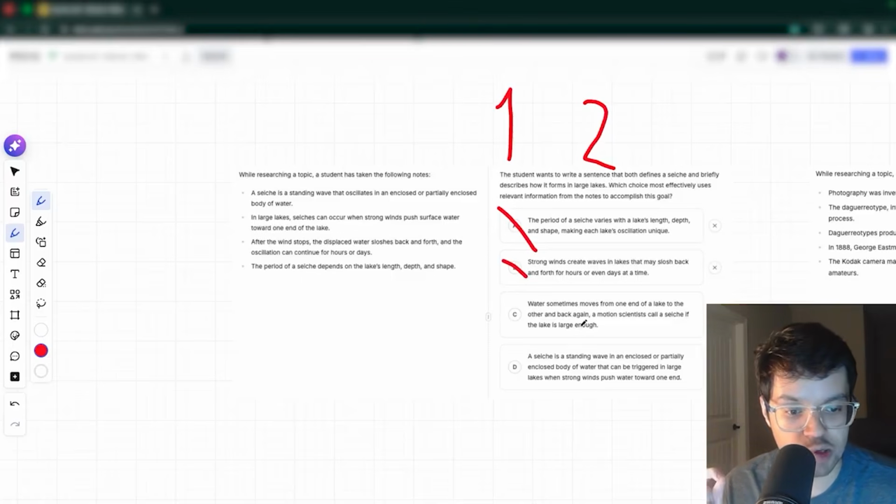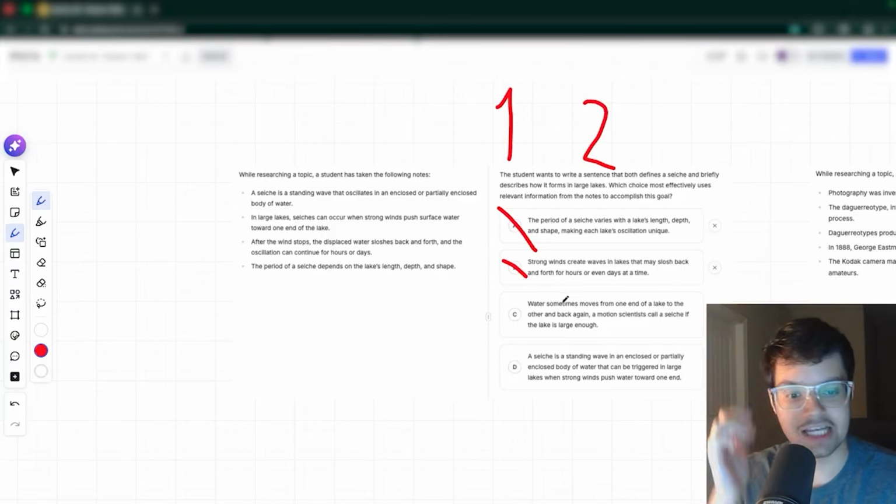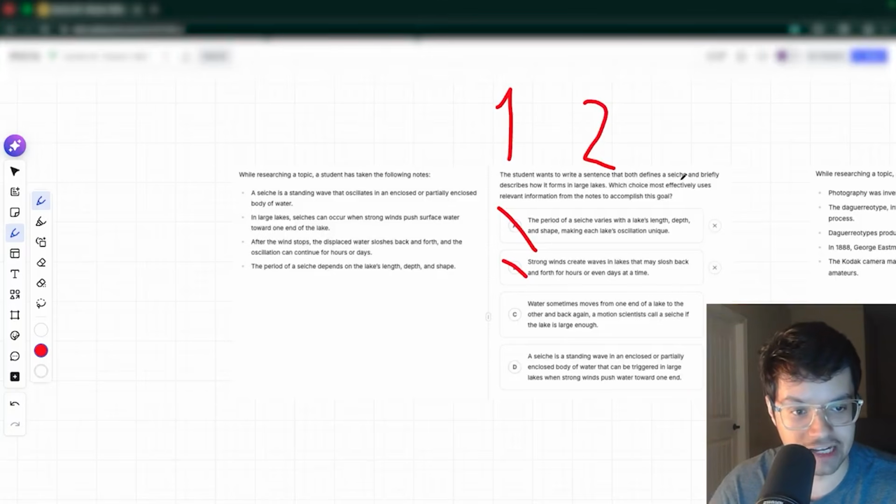C, water sometimes moves from one end of a lake to the other and back again, a motion scientists call a seiche if the lake is large enough. So this is actually a lot better. I'd say this probably does answer the defining a seiche part, so it does define it, but it doesn't really explain how it forms. It doesn't really say how this happened. It just says what it is. It doesn't really say how a seiche essentially is created or caused. So it could be okay, I'll leave it in there for now, but probably not it.